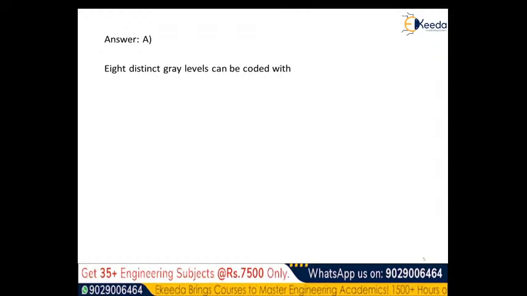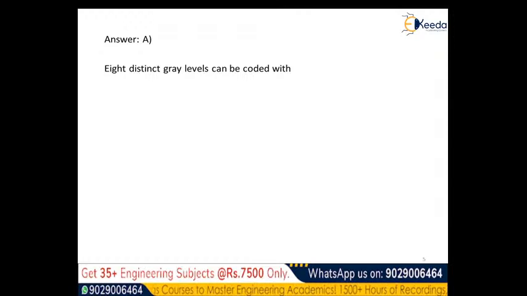Now let us recall the part A statement. We have been provided a digital image of dimensions 256 by 256 with 8 distinct intensity levels. The exact question is: what is the minimum number of bits required to code this image in a lossless manner? To answer this question, we have to focus on the 8 distinct gray levels. The coding of the 8 distinct gray levels we represent mathematically.